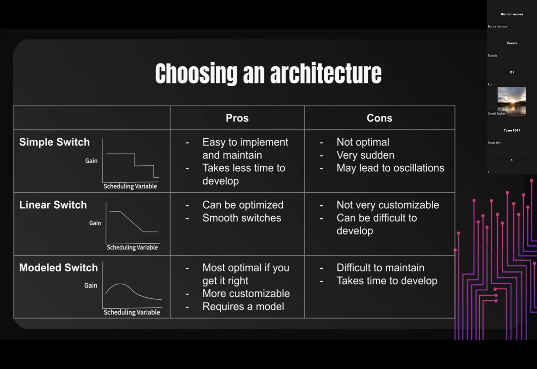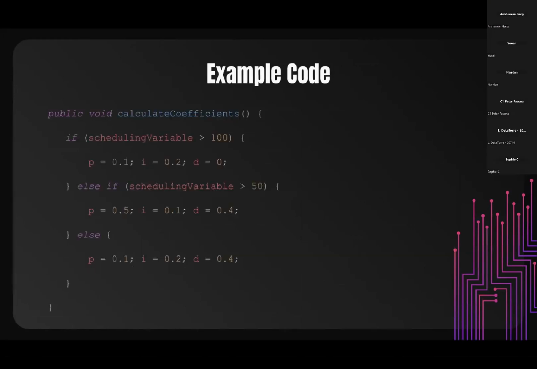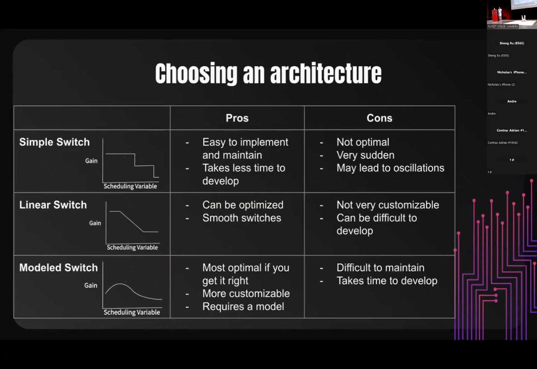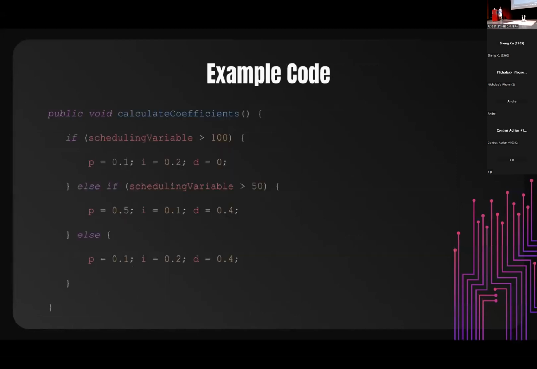Okay, so now let's do the live demo. Oh, whoops. Here's some example code that we have. As you can see, this is a simple switch that we have up here. You have the scheduling variable, and the numbers 100 and 150 are our design points.